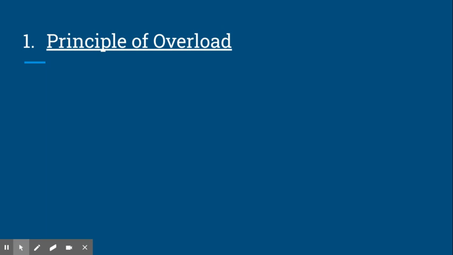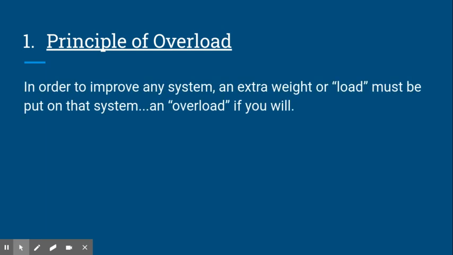The definition for the principle of overload is simply that in order to improve any system, an extra weight or load must be placed on that system, an overload, if you will. So if the system is a cardiovascular system, for example, you would run faster or you would run longer in order to put a load on that system to improve it.